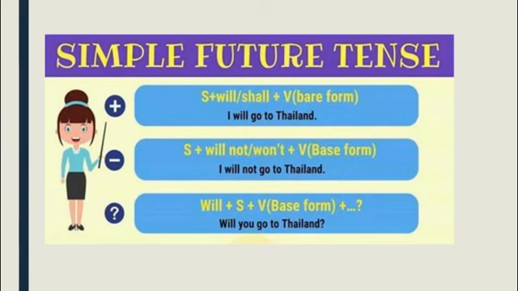Dear students, in other slides, simple future tense: subject plus will or shall plus verb. For example, I will go to Thailand. Subject plus will not, won't plus verb. I will not go to Thailand. Will plus subject plus verb. Will you go to Thailand?